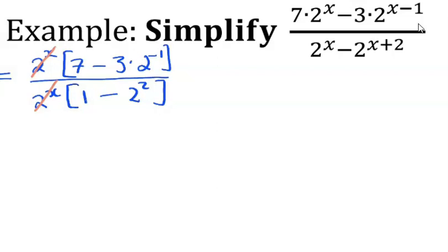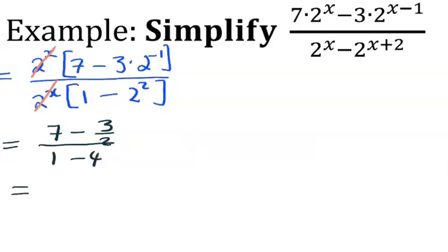The next thing we need to do is to simplify. So if I simplify, I get in the numerator 7 minus, remember 2 to the minus 1 is 1 over 2, so I will get 3 over 2 for the part there. For this part, I will get 2 to the minus 1 is 1 over 2. The times 3 gives me 3 over 2. And in the denominator, I will have 1 minus 4.